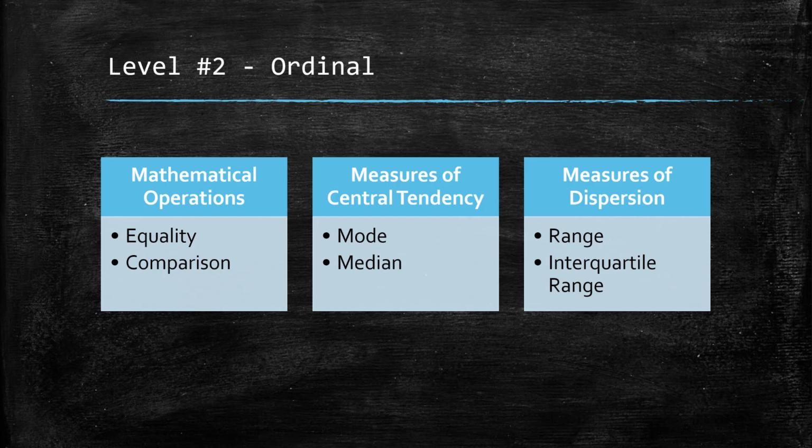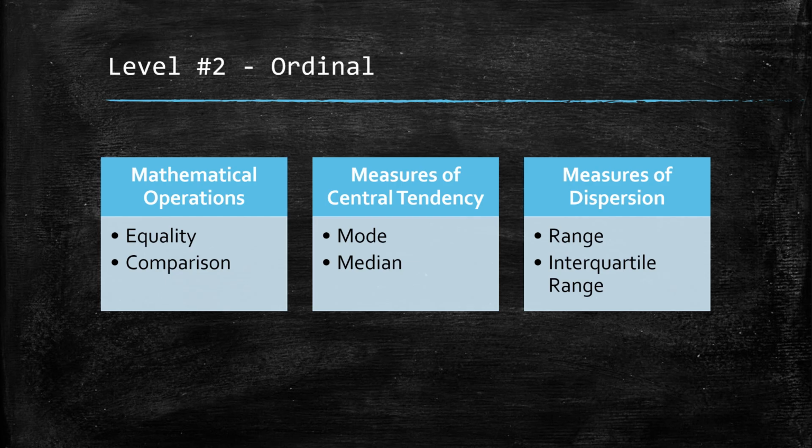Moving on to ordinal. So now we introduce a new mathematical operation in comparison. You're able to say, is this one better than the other, right? Because there is an order to it. You're now able to say, what is the median that appears in ordinal data? And you're actually able to start using measures of dispersion. What is the range? What is the interquartile range?